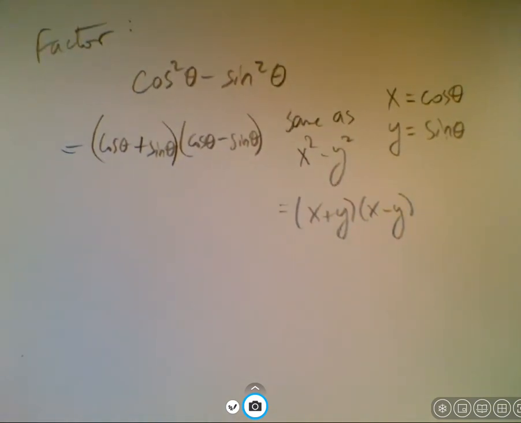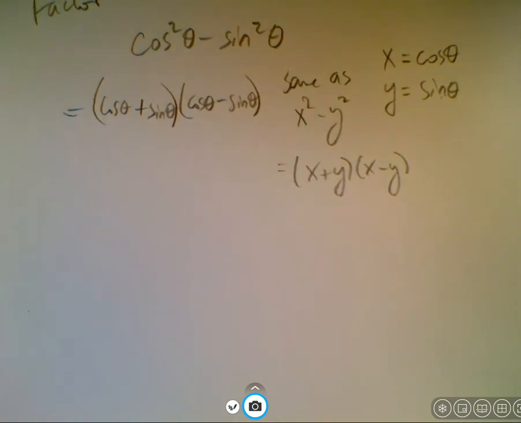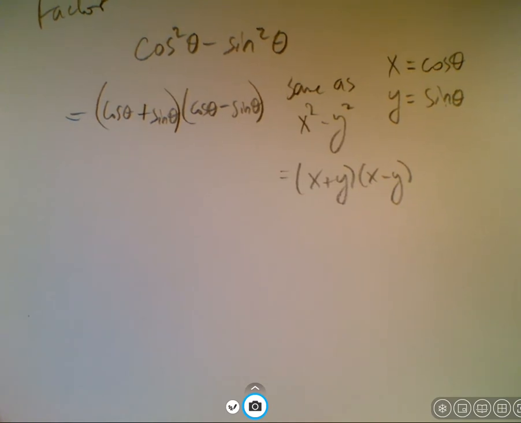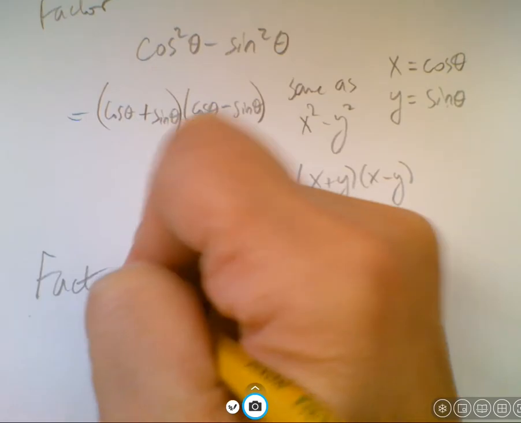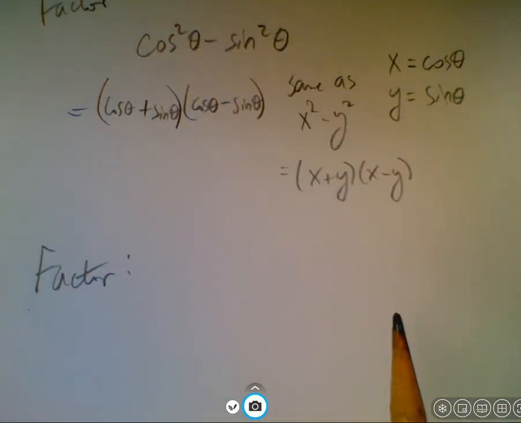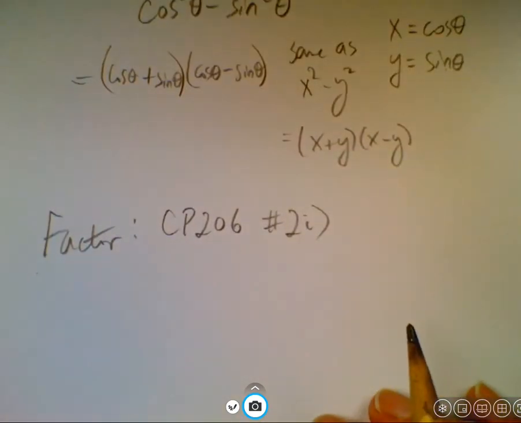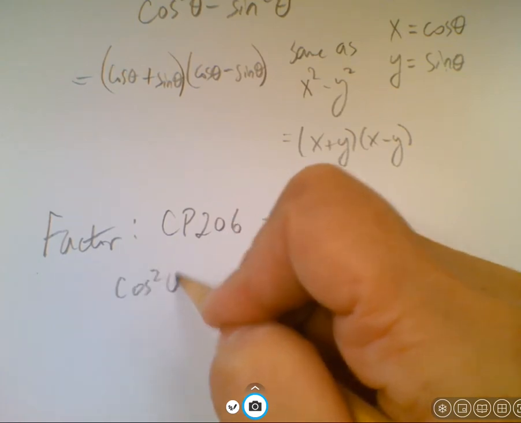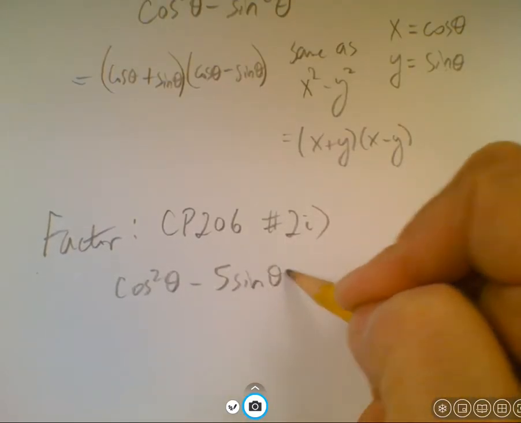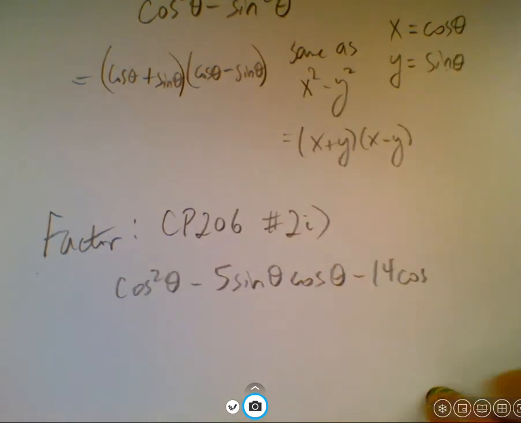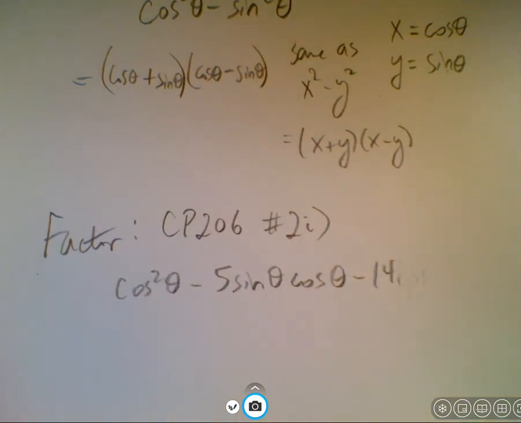Okay, so the same algebra techniques that we've always used, we will use again. So lots of different ways. Here, I'll grab one from your homework for factoring. This is question 2I on page 206. And it says to factor cos squared theta minus 5 sine theta cos theta minus 14 sine squared theta.